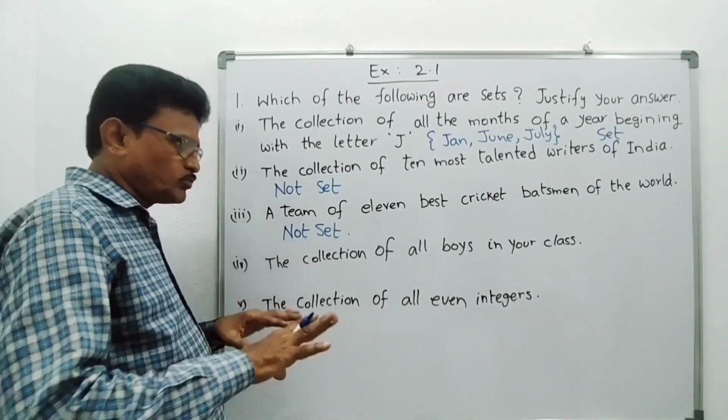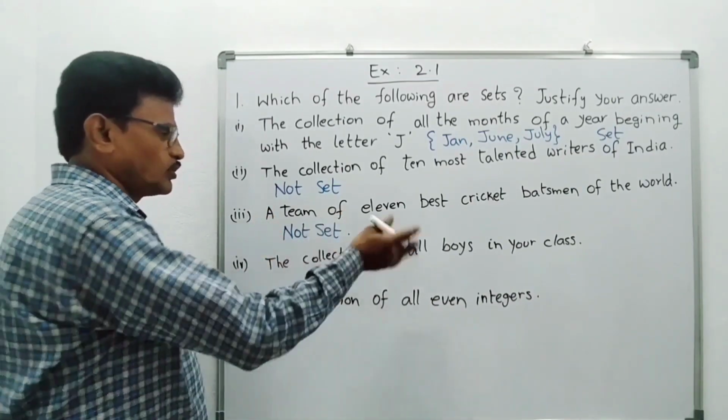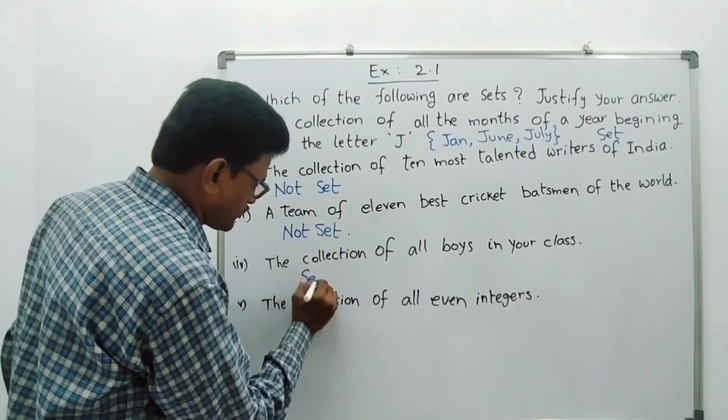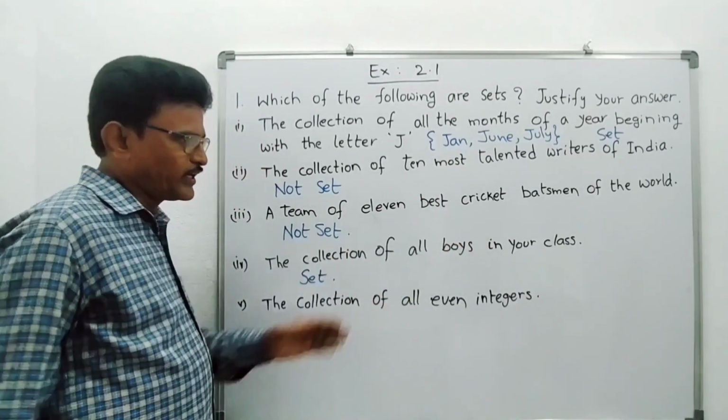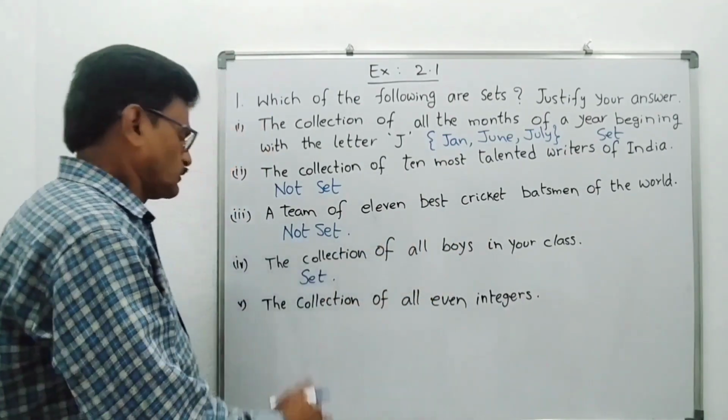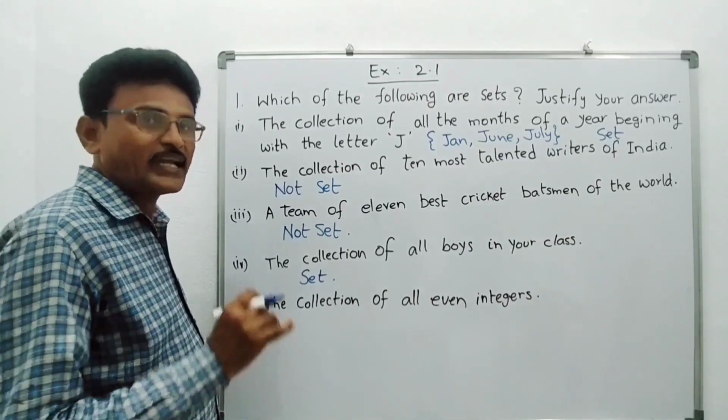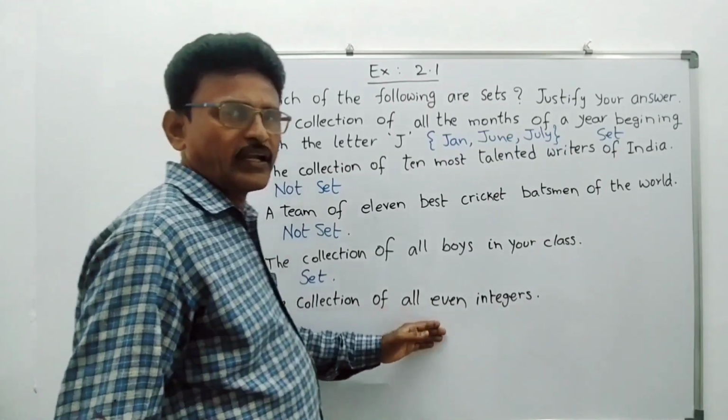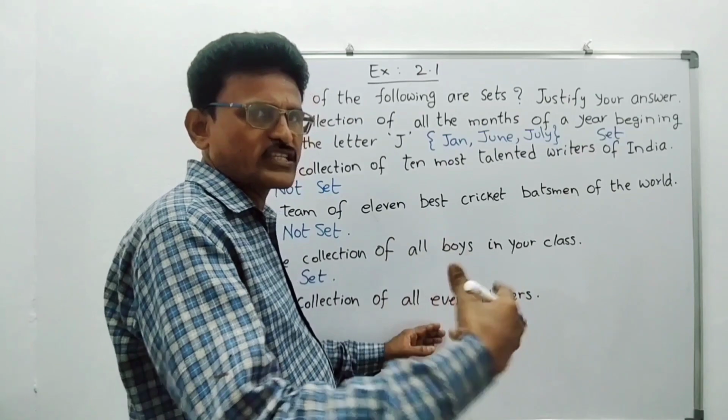Now, the collection of all boys in your class. In your classroom, you know the total boys, so you can easily identify them. So that's why this is a set. You can write their names also. Okay. Now, the collection of all even integers. All even integers. Even numbers means 2, 4, 6, 8 like that.